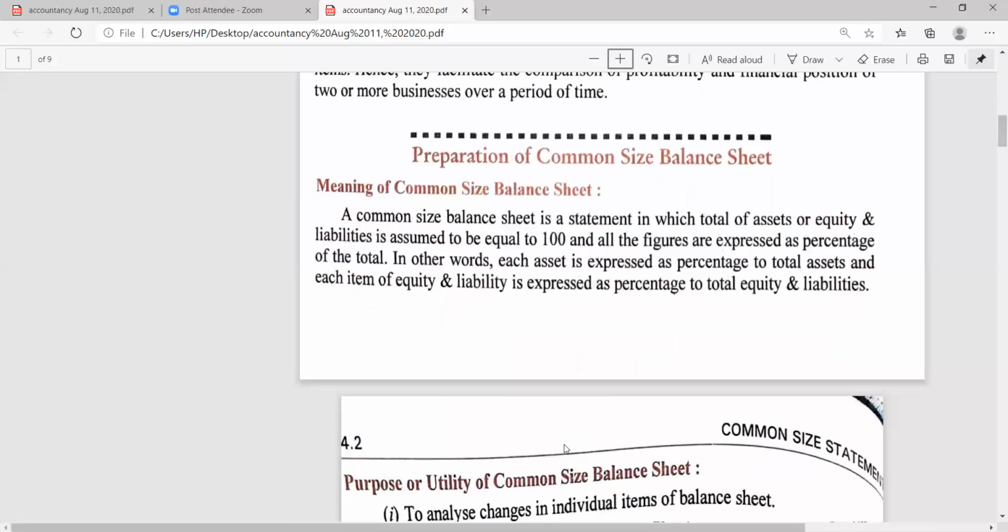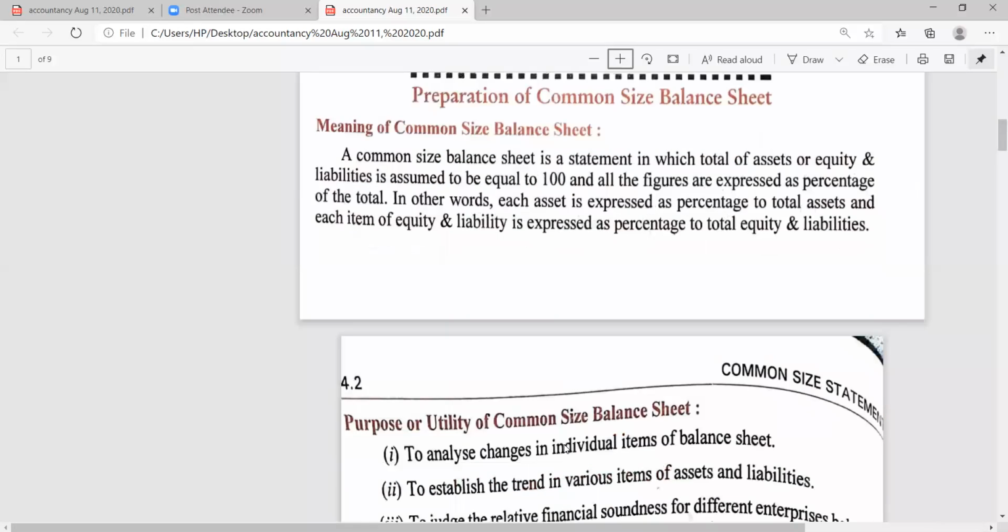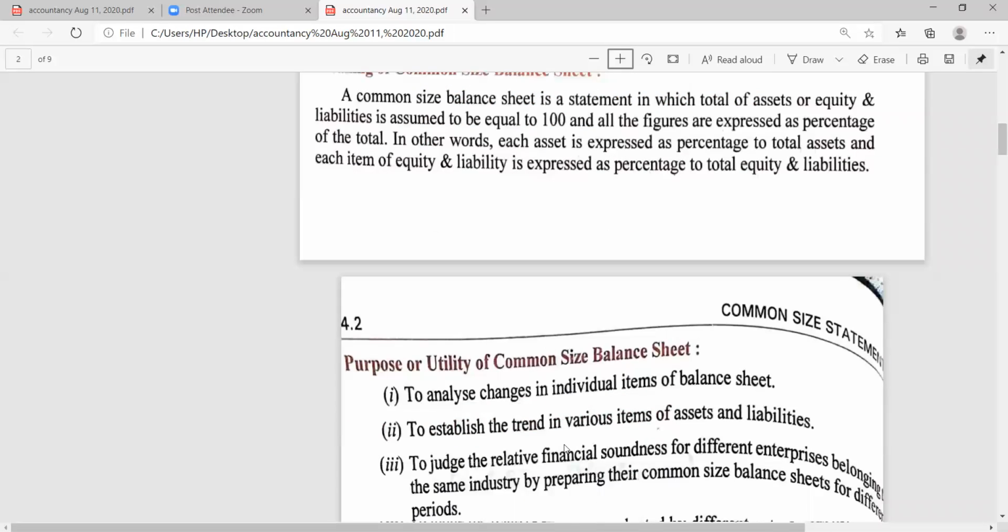A common size balance sheet is a statement in which the total of the assets or equity and liabilities is assumed to be equal to 100, and all the figures are expressed as a percentage of the total. In other words, each asset is expressed as a percentage of total assets, and each item of equity and liabilities is expressed as a percentage of total equity and liabilities. What is the purpose and utility of the common size balance sheet?